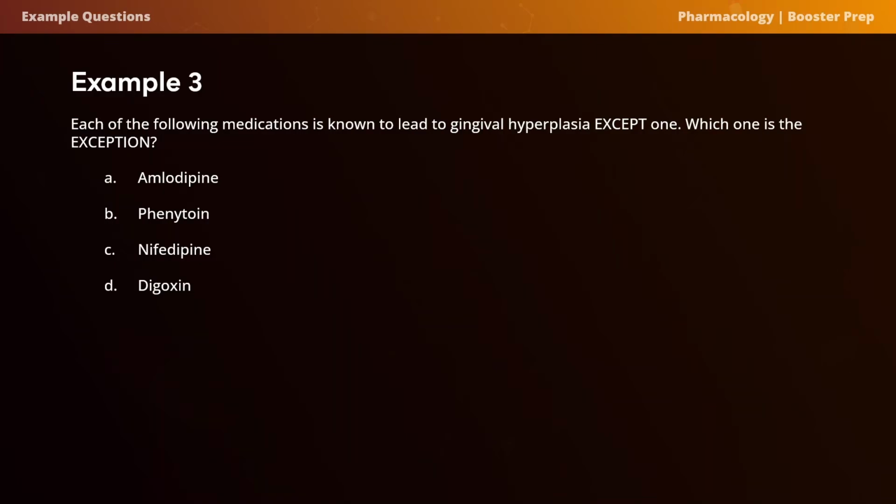So here the correct answer is going to be option D, digoxin. Digoxin does not cause gingival hyperplasia, but amlodipine and nifedipine, which are calcium channel blockers, do lead to gingival hyperplasia. And the same can be said about phenytoin, which is sometimes sold as Dilantin. This drug can also cause gingival hyperplasia.